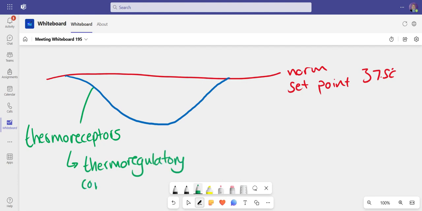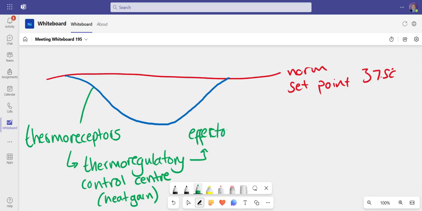Now remember that thermoregulatory control center had two parts to it, a heat loss and a heat gain. This time we want to gain heat to warm up, so it will go to the heat gain center in there. And that will send signals to the effectors, which will cause the temperature to increase back up to the normal. Okay, back to the norm. So what are the effectors then if our temperature gets too cold?